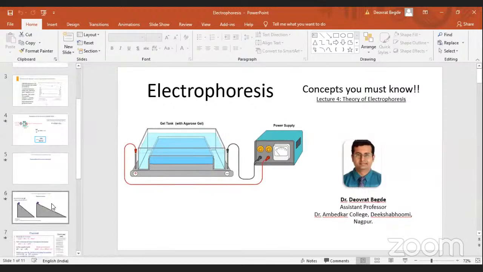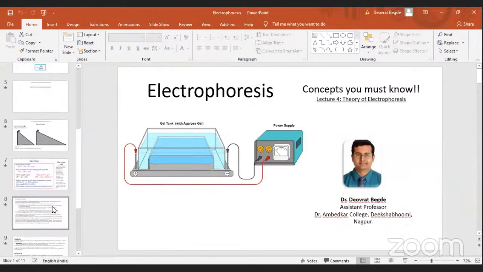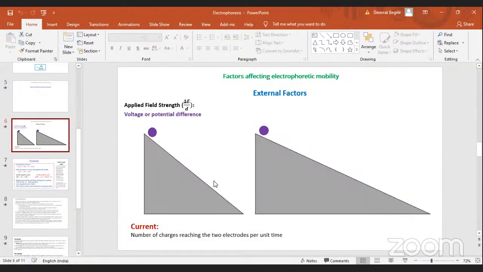Electrophoretic mobility of a molecule is controlled by the applied field strength in terms of voltage. I gave you an explanation regarding what the potential difference is and how the distance between the two electrodes can affect the potential difference.